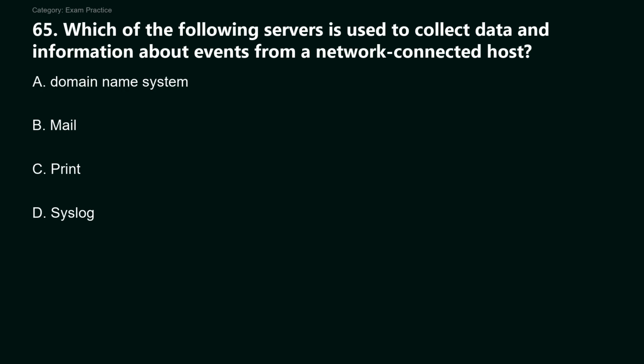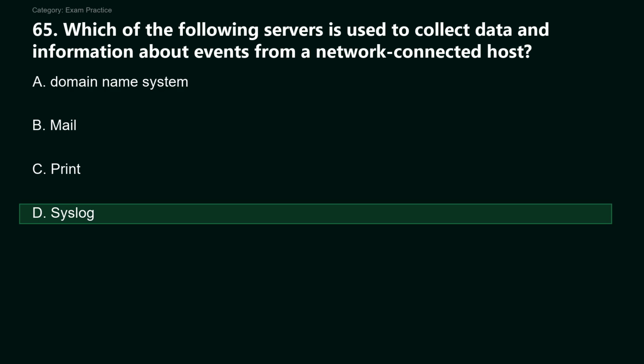Question 65. Which of the following servers is used to collect data and information about events from a network-connected host? Option A, domain name system. Option B, mail. Option C, print. Option D, syslog. The correct answer is option D, syslog.